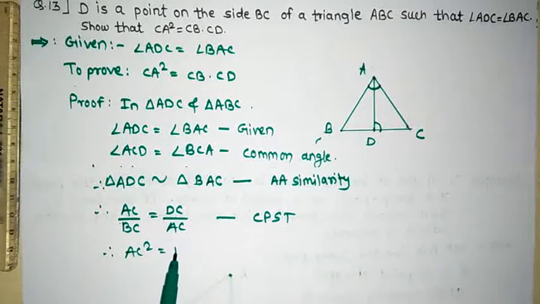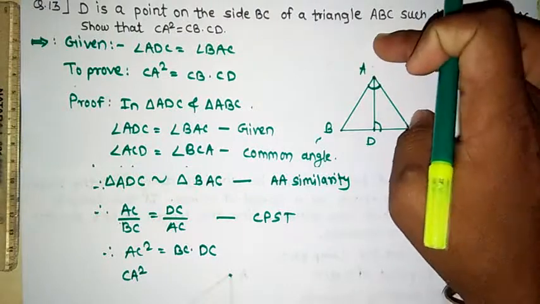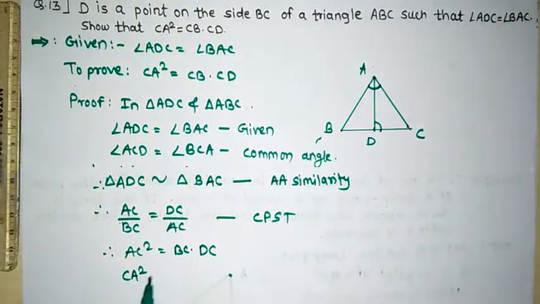BC into DC, we will get BC into DC. Now this AC can also be written as CA square. AC and CA both are the same. This side can be called AC or CA. Therefore CA square is equal to BC, also called CB, into DC, also called CD.